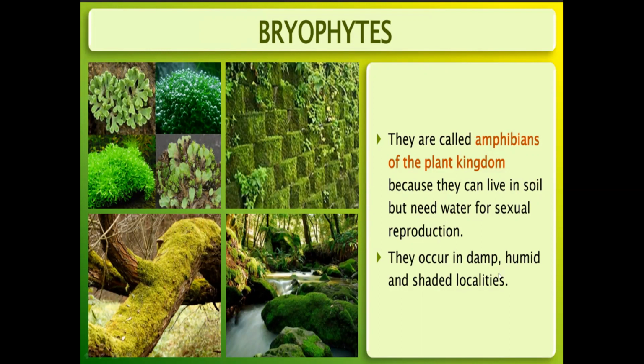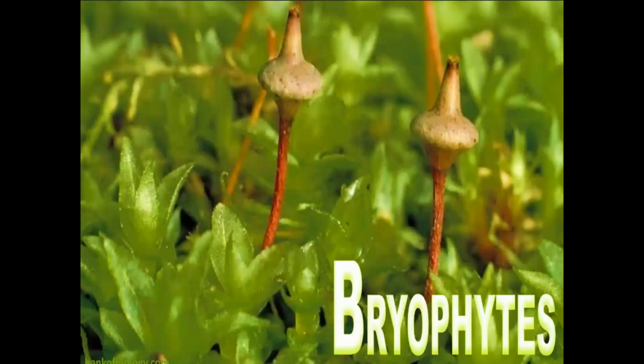They occur in damp, humid, and shaded localities. Now, whatever greenery you are seeing on walls and all, that is bryophyte. Okay, this is actually a zoom picture. This is actually what is grown on a wall, compound wall. If you take a zoom picture, this is what you will get.